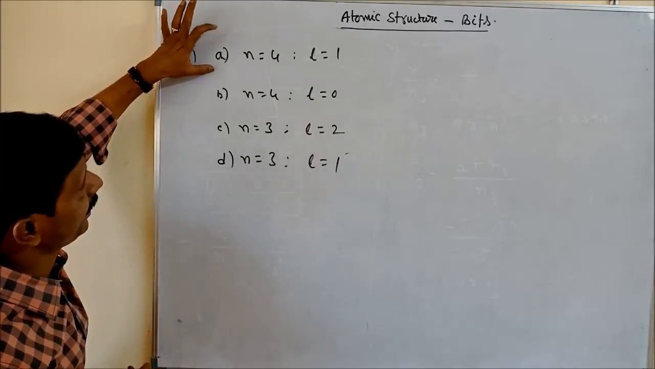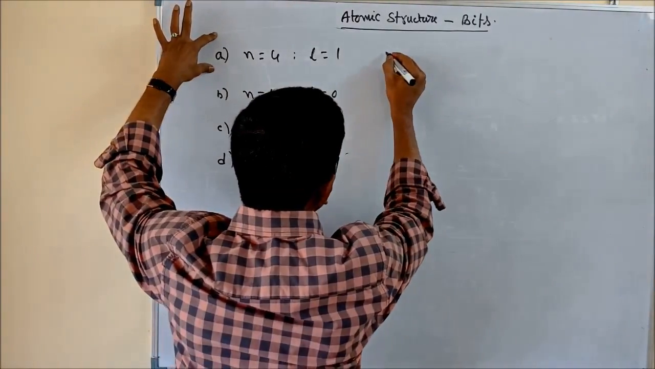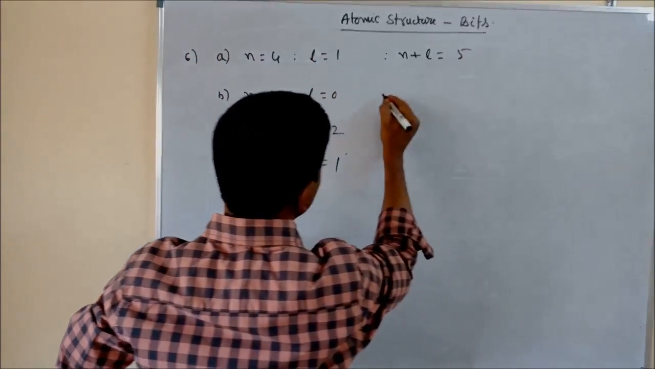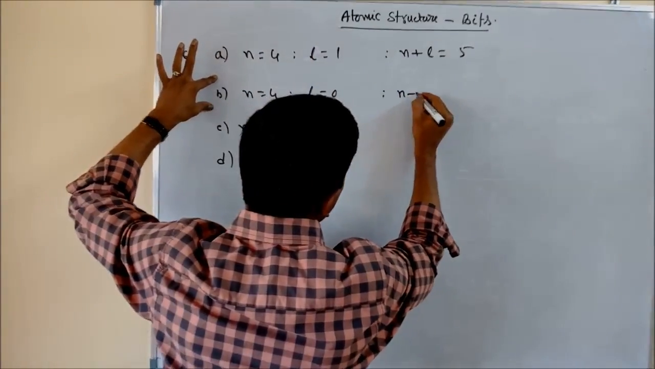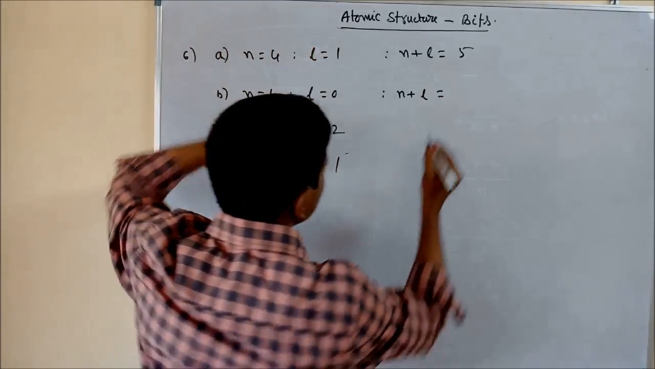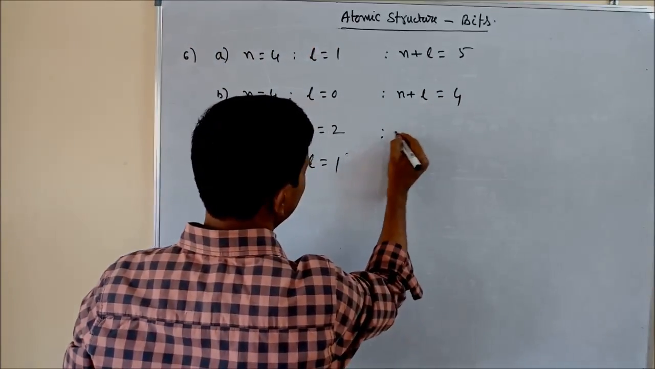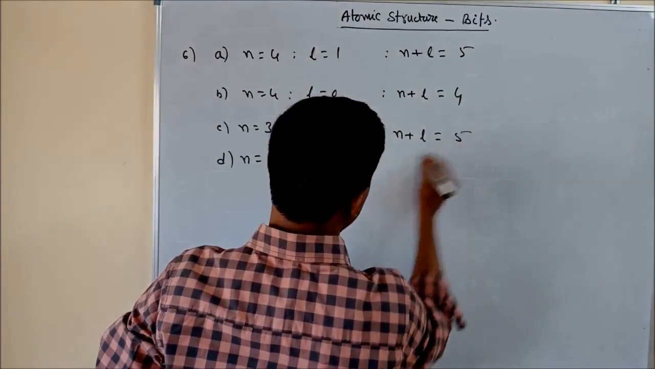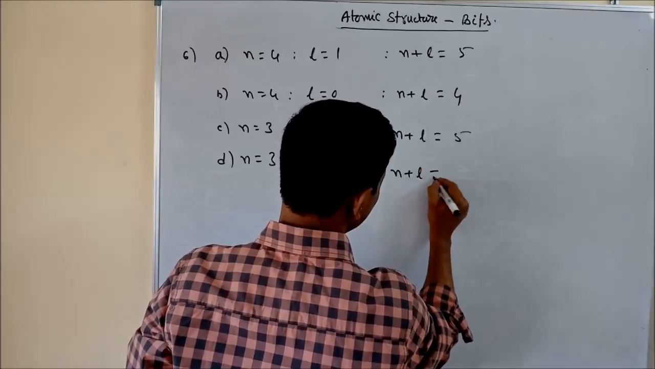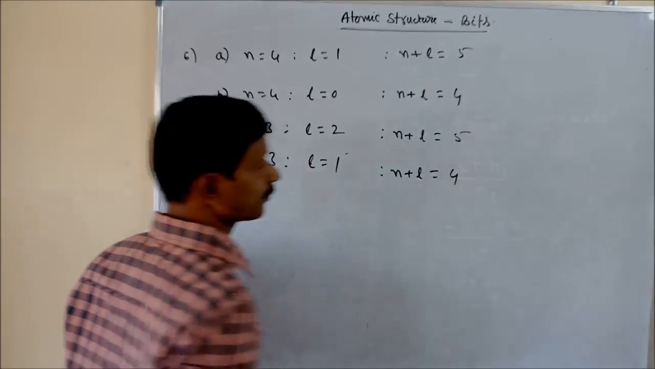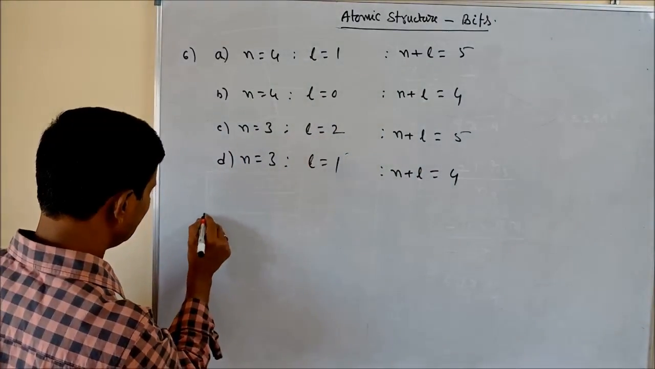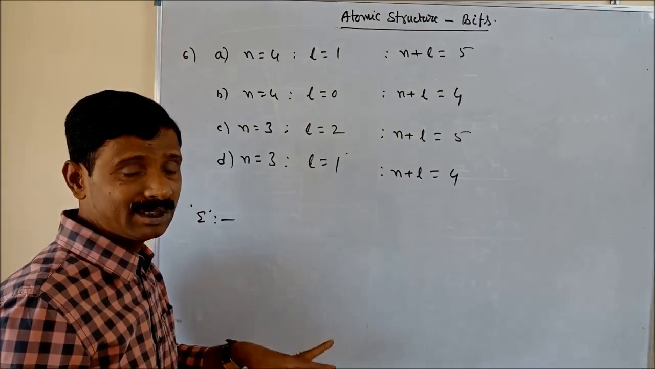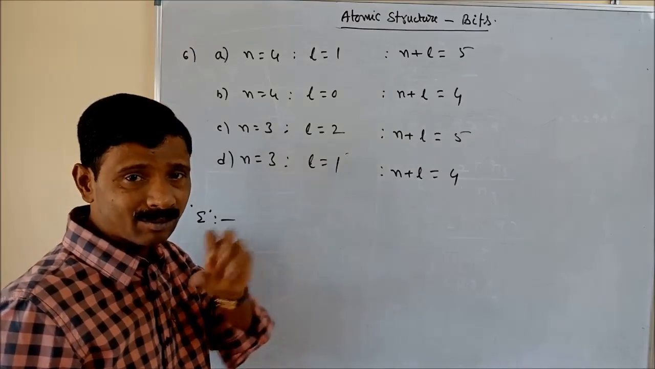Now, if you observe A, for this n plus L value, 4 plus 1, 5. And for this, n plus L value, 4 plus 0 means 4. And for this, 3 plus 2, 5. And for this, 3 plus 1, 4. So now we are going to arrange in the increasing order of their energies. Increasing order means first we have to see the least n plus L value.